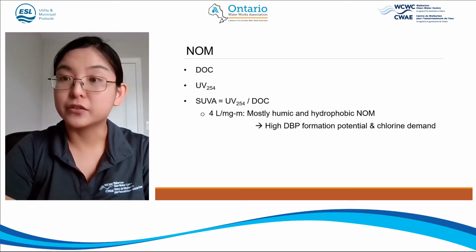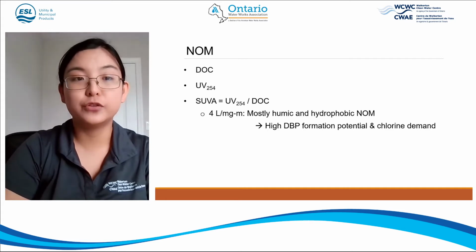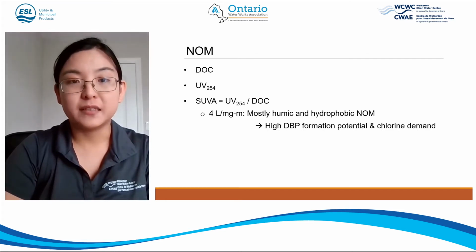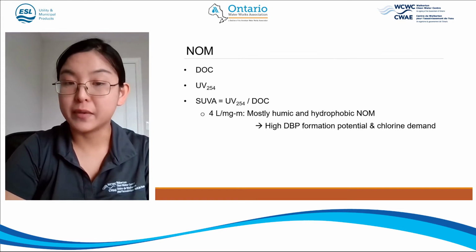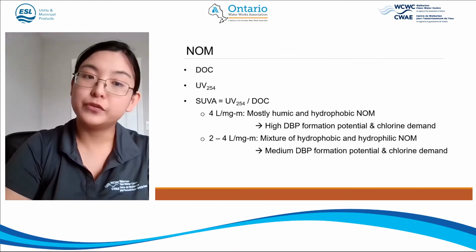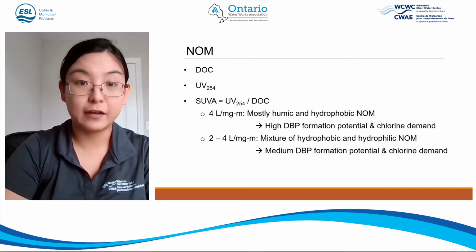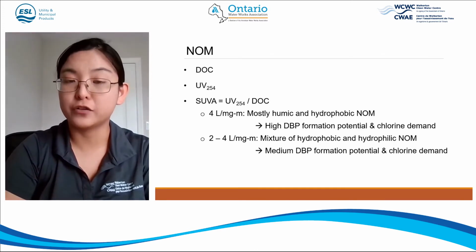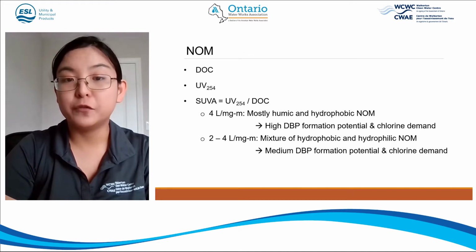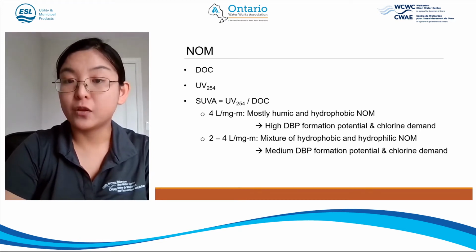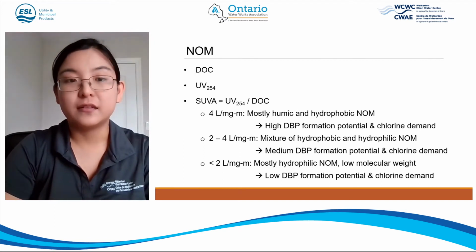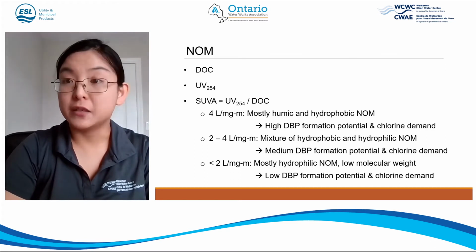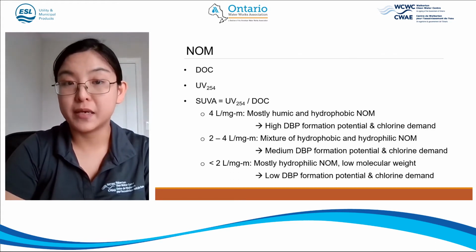SUVA indicates the characteristics of the NOM. When we have SUVA higher than 4, that means NOM is mainly humic or hydrophobic, so it has higher DBP formation potential and chlorine demand. If SUVA is between 2 and 4, the NOM we have in water is a mixture of hydrophobic and hydrophilic. It has medium DBP formation potential and chlorine demand. When we have a SUVA of less than 2, it has lower disinfection byproducts formation potential and chlorine demand.